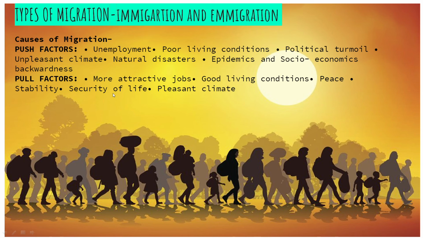And where are people attracted to? Why are a number of people in India attracted towards cities like Mumbai and Delhi, and why are a number of people attracted towards Australia, New Zealand, Canada, USA, Europe? Because they get more attractive jobs, there are good living conditions, there is peace, there is stability in life, there is a security of life, and there's a pleasant climate. So these are the reasons which affect migration. So types of migration and causes of migration is again a very short question, and you might get a 3 marker from here.